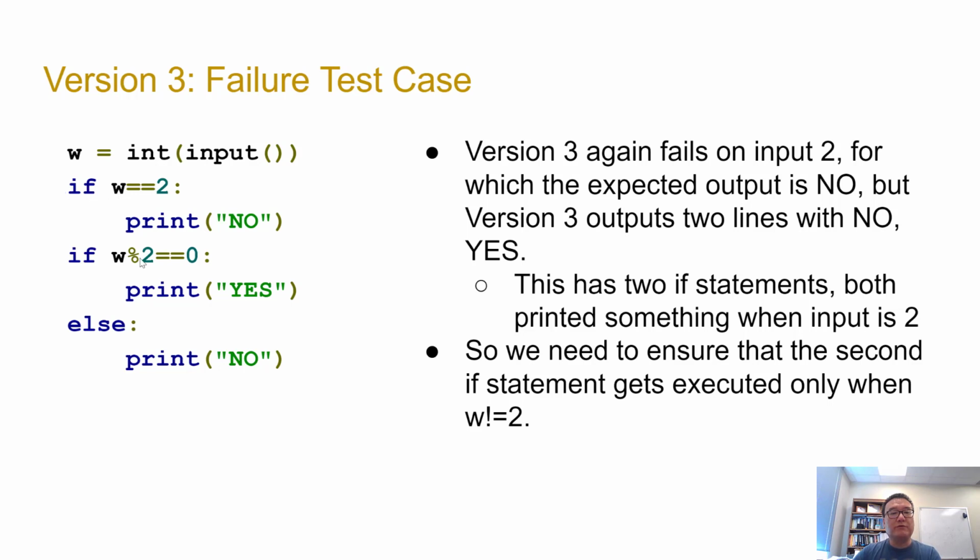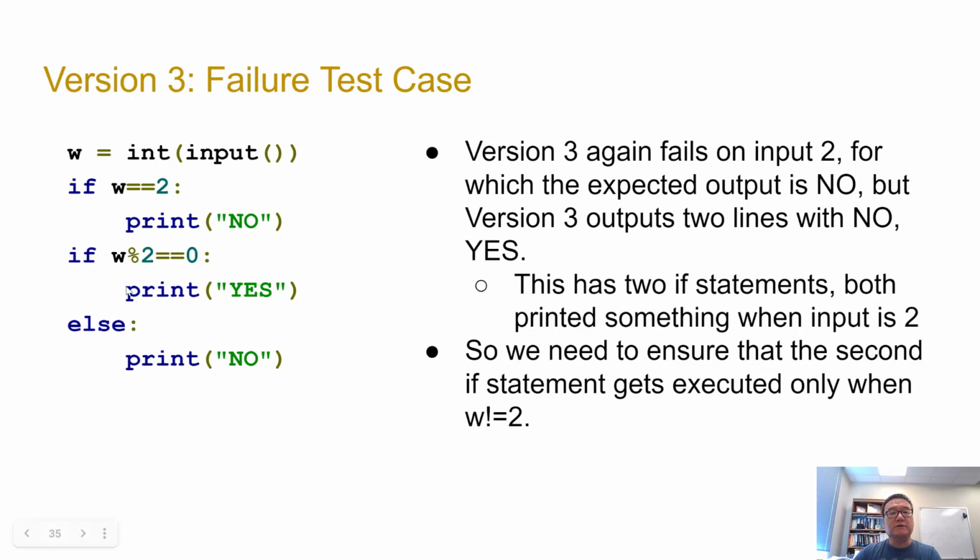So this program has 2 separate if statements. The first if statement checks whether W is 2. If it's 2, it prints no. This if statement doesn't have an else branch, which is allowed. So we can do something only when the condition holds. When the condition doesn't hold, we just do nothing.